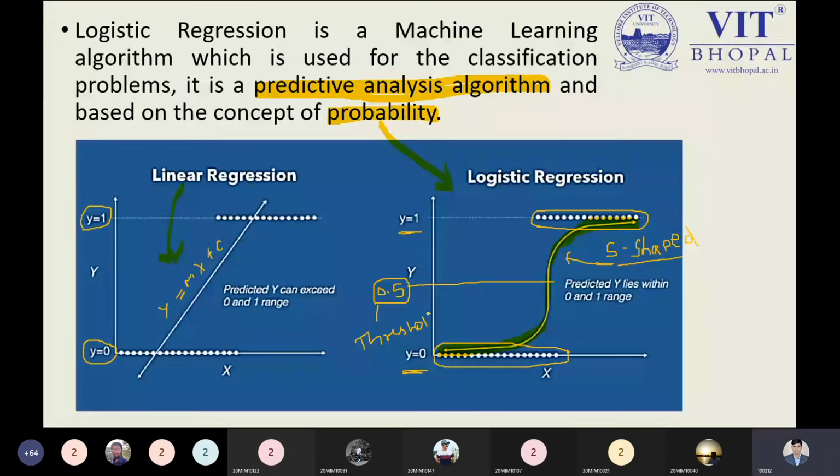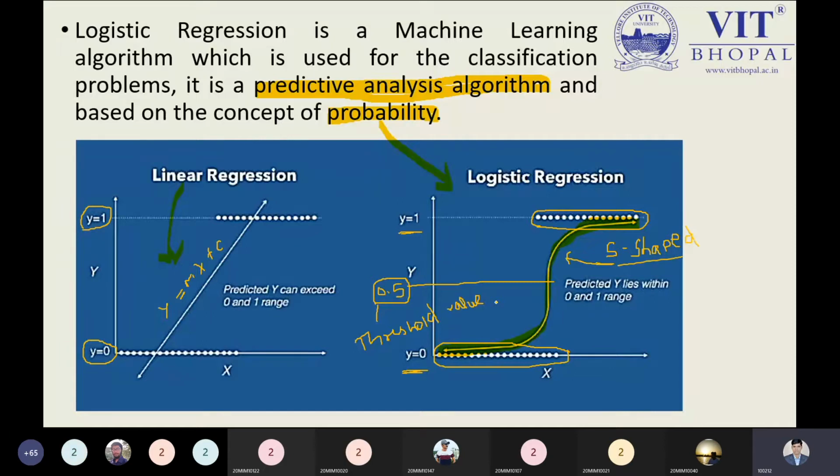We can assume any value. Suppose we want to assume the value 0.7. Then the values which are less than 0.7, it could be 0.6 or 0.5, will come into y equal to 0. All the data points above it will be depicted on the y equal to 1 line. I will explain with the help of one example so that everything will be clear.